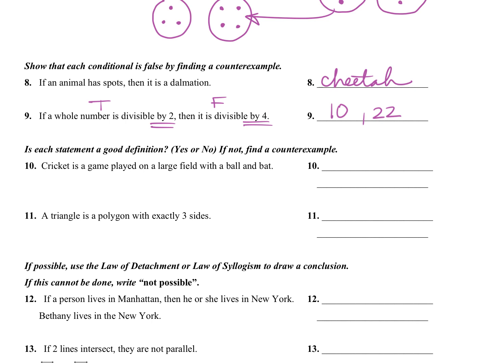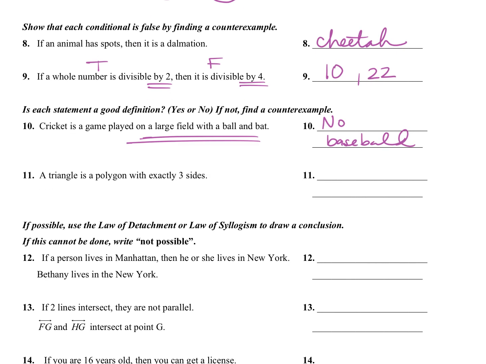Okay, is it a good definition? Cricket is a game played on a large field with a ball and a bat. No. Baseball. I don't know what cricket even is. You don't have to know what cricket is. You just know it's not a good definition because baseball. You can think of something else played on a field with a ball and a bat. Cricket's like a long wooden paddle. I think they throw the ball at the ground. Look up gameplay.